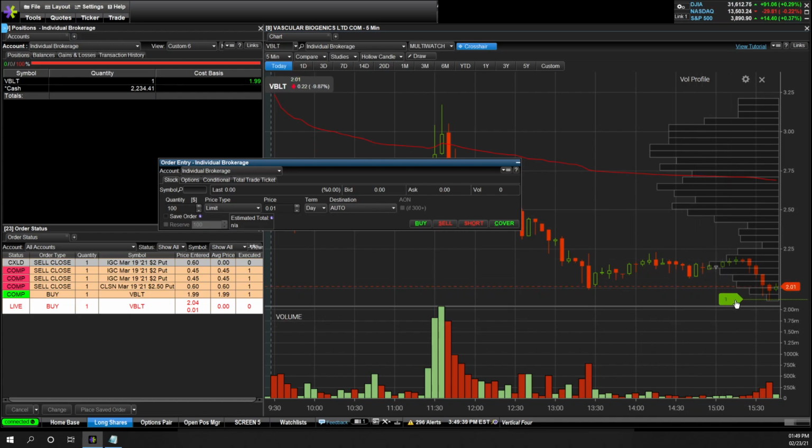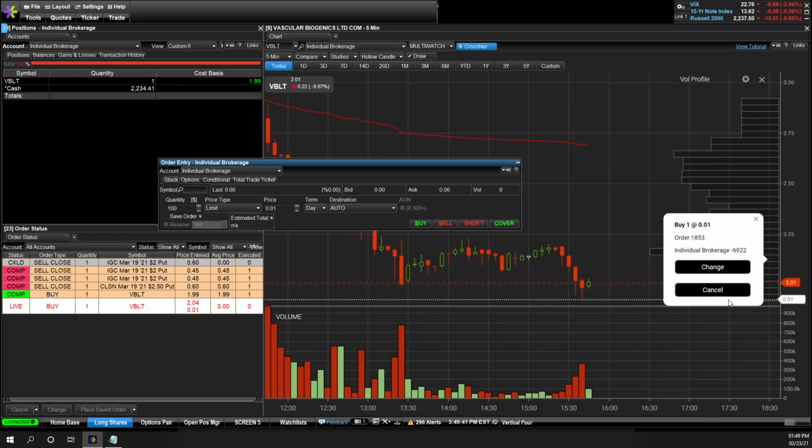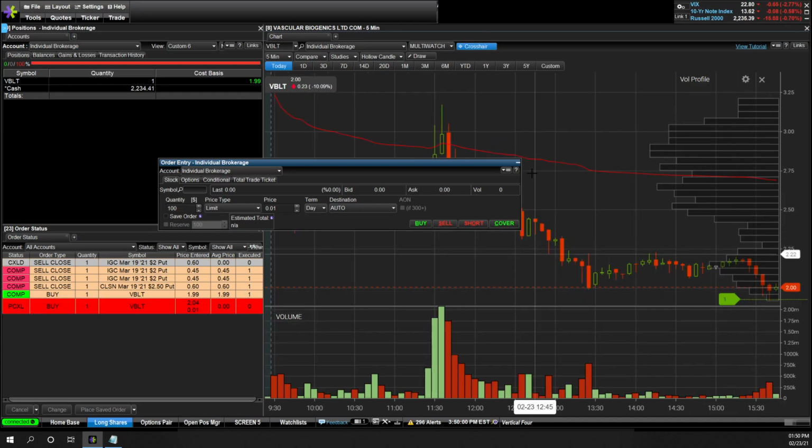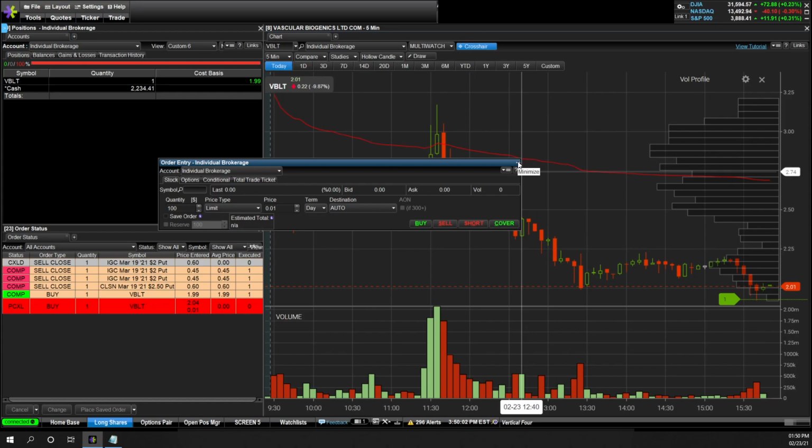I'm not sure why it's printing here. Let's see what this says. Oh, yeah, okay, so it triggered, the price triggered, and it placed my order to buy one share at 1 cent. So I don't think that's very likely, so I'm going to cancel that order. I really need to turn off confirmations.